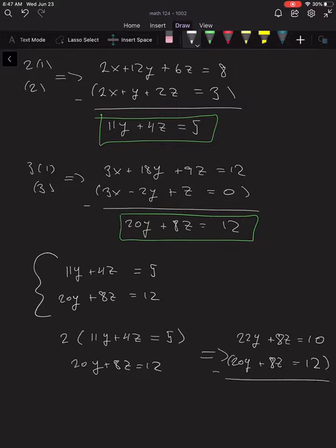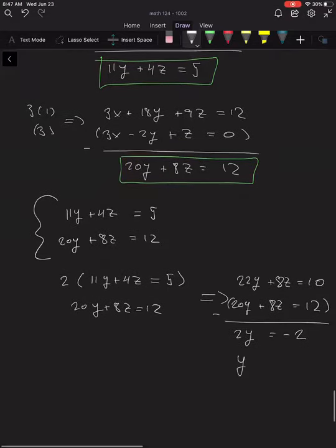So 22 minus 20 is just going to be 2y. Now we have 8z minus 8z, that goes away. And 10 minus 12 is minus 2. So here we see that y is equal to minus 1. Okay, so now we take either of these two equations, just like before, and plug y is minus 1 into them. Let's just take the top equation, 11y plus 4z is equal to 5.